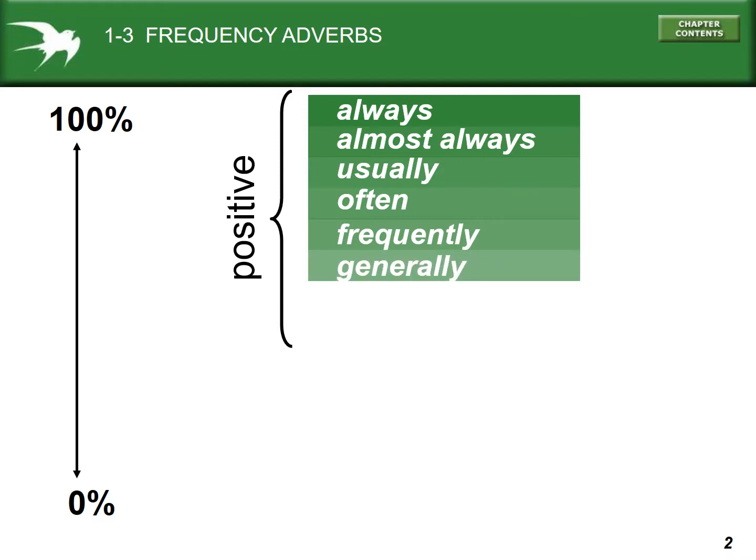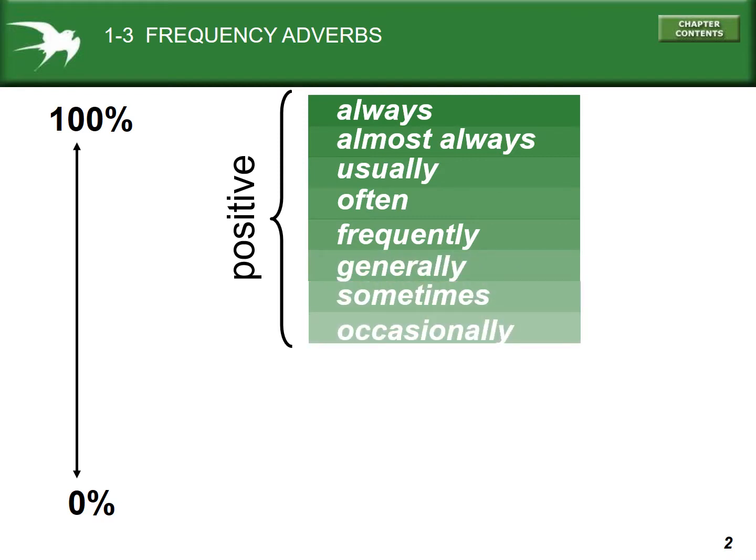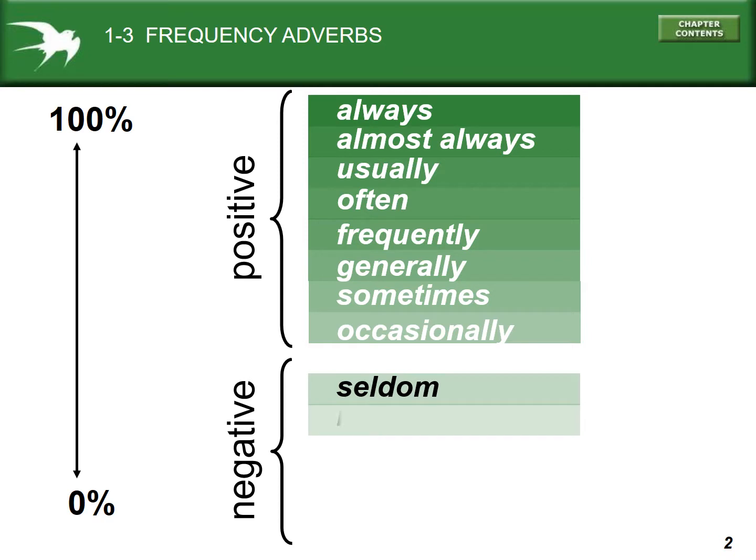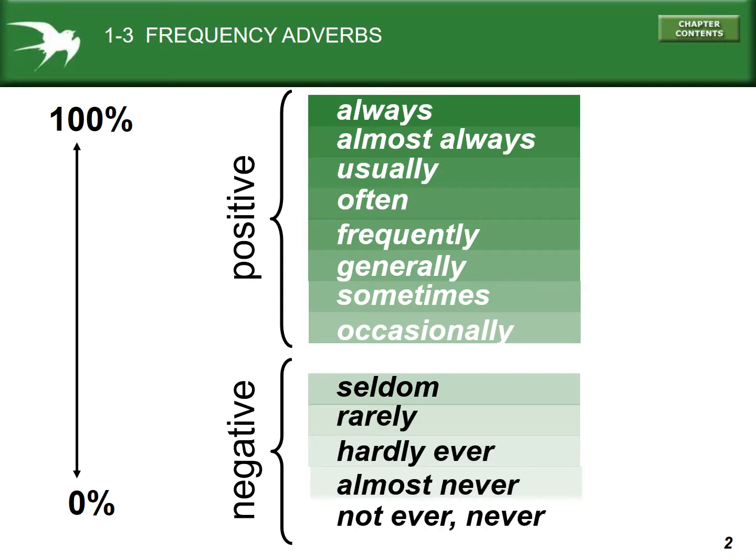The ones in green here that are appearing are positive. That means these things do happen with some frequency. Always, almost always, usually, often, frequently, generally, sometimes, or occasionally. These are between maybe 35% of the time up to 100% of the time, always being 100% of the time. The negative ones, seldom, rarely, hardly ever, almost never, and not ever or never, imply that something is not a common occurrence.